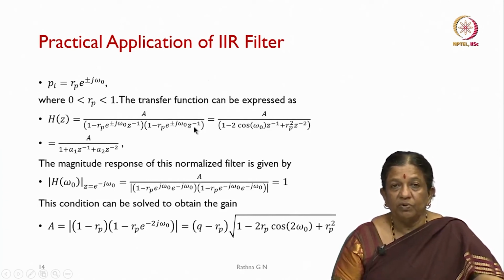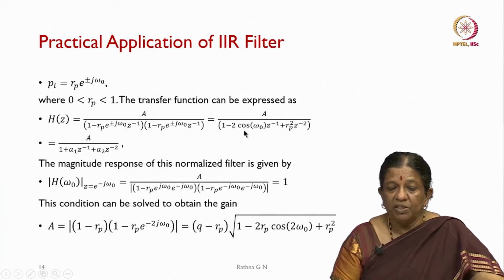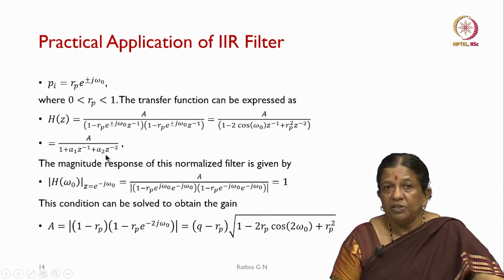These are my conjugate poles. These are the second order sections we are representing: this is the first one and this is the second one we are multiplying. When I expand it, it becomes A divided by 1 minus 2 Rp cos omega naught z to the power minus 1 plus Rp squared z to the power minus 2. We represent these coefficients as A1 and A2.